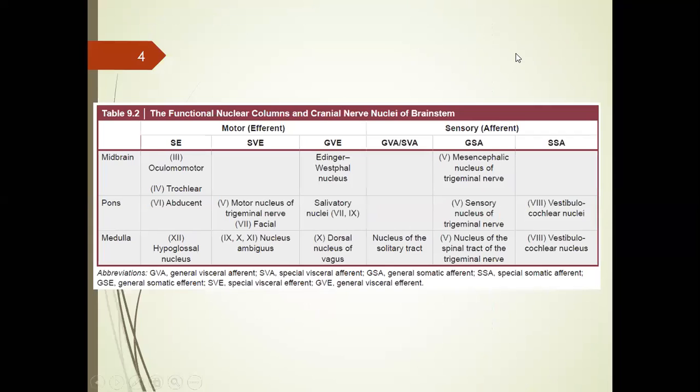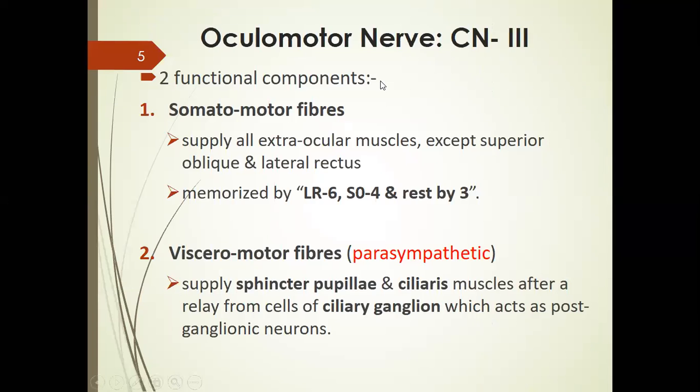Now come to the third cranial nerve or the oculomotor nerve. It has two functional components. One is somatomotor and second one is visceromotor fibers. So somatomotor fibers supply all the extraocular muscles except superior oblique, which is supplied by trochlear nerve, and lateral rectus is supplied by sixth cranial nerve or the abducens nerve. So you can remember LR6, SO4, and the rest of the extraocular muscles are supplied by oculomotor nerve.